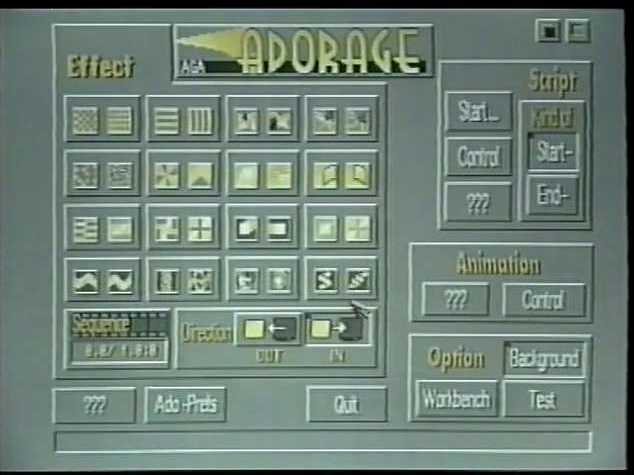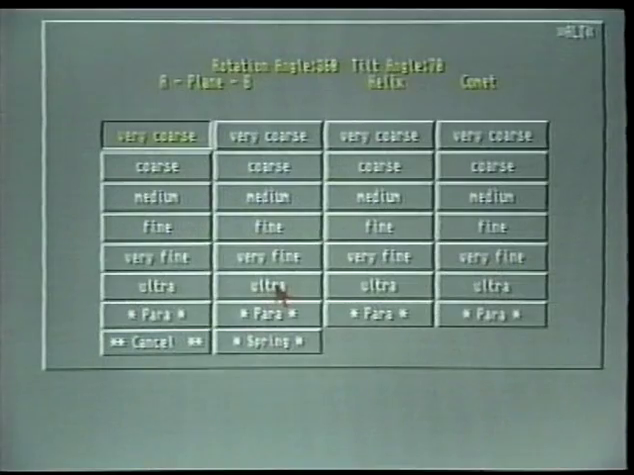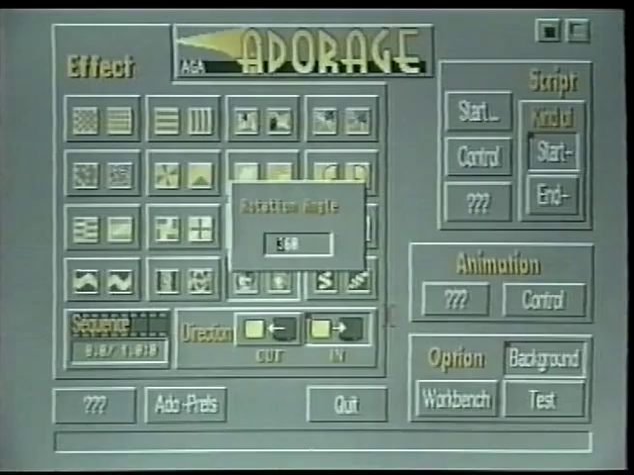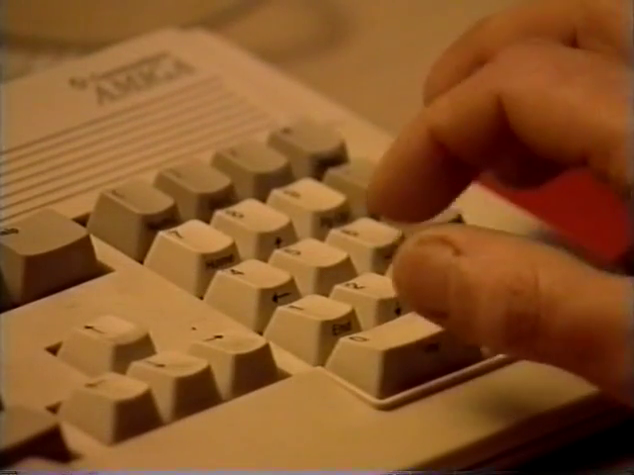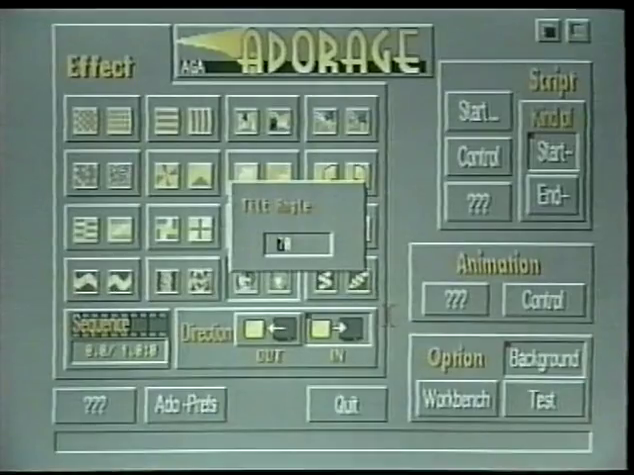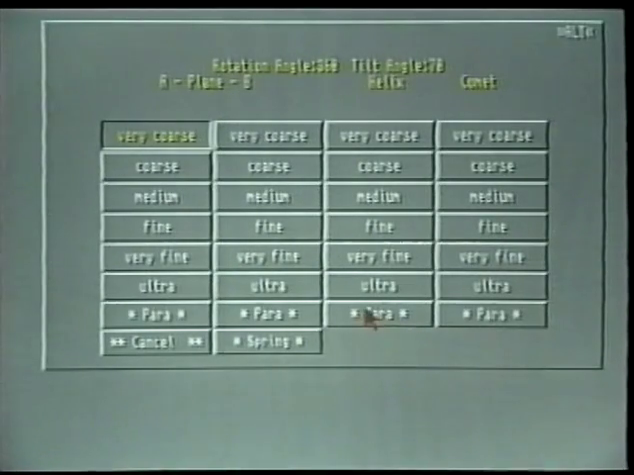I'll choose the wobble effect, and in the helix column, set the parameters. The rotation angle 360, the tilt angle 70, the extension 200, the diminution 20, and depth 0. Now I'll select Fine Rendition.